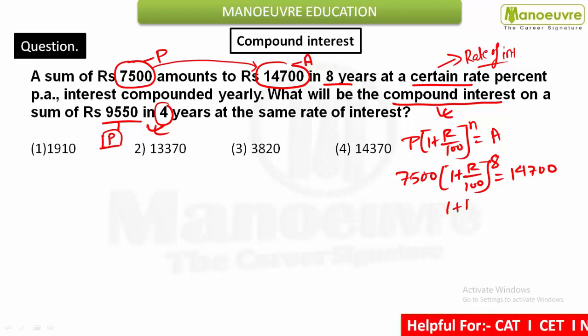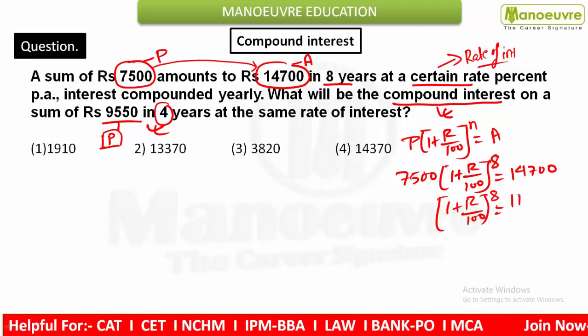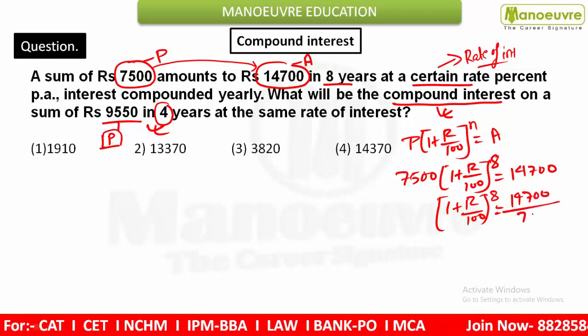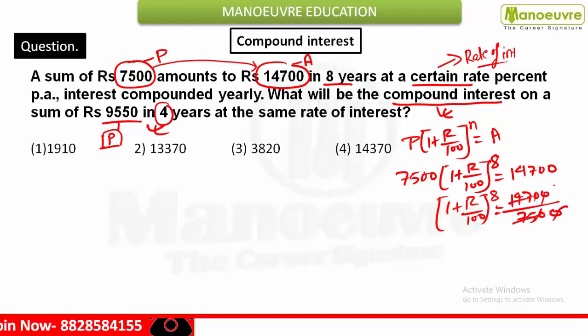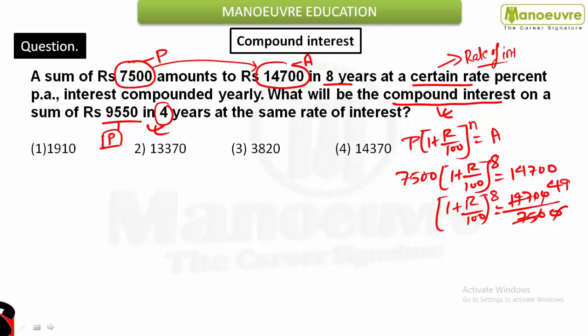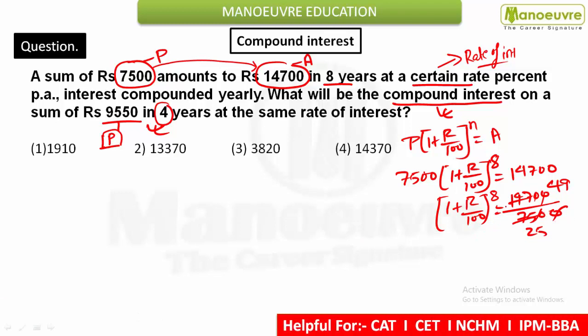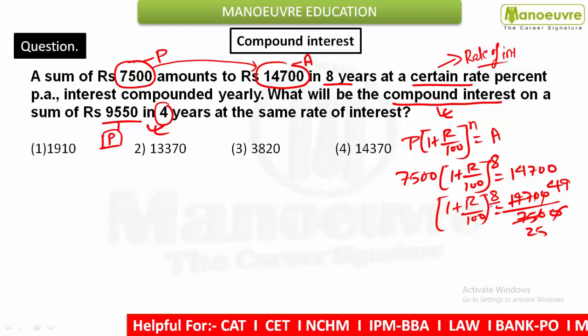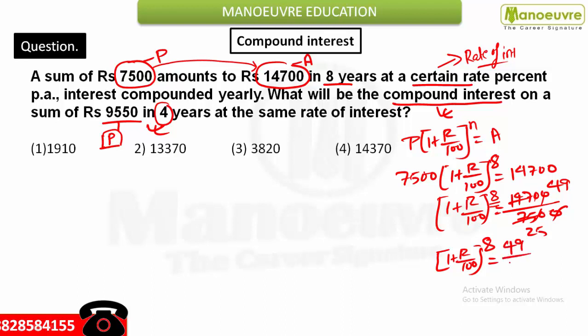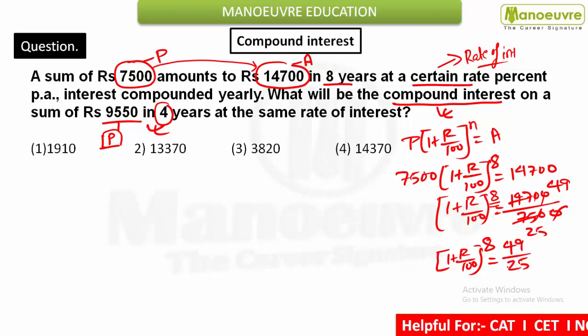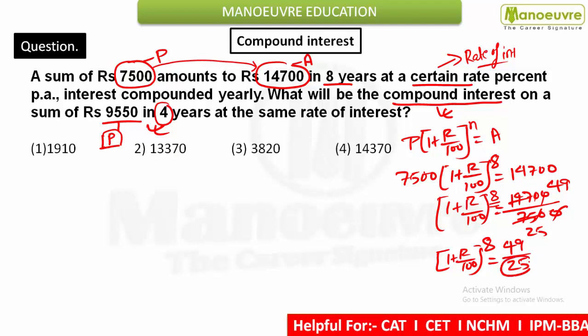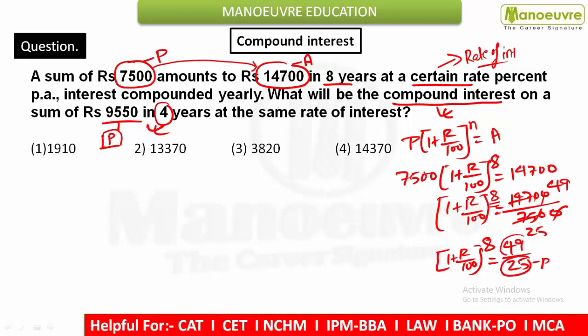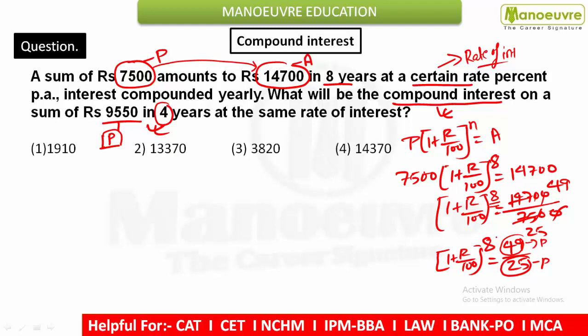Okay, now what you have to do, you have to find the ratio. So I can say 1 plus r upon 100 to the power 8 will be what? 14700 upon 7500. So this will get cancelled, and if you deduct it, you will get 49 by 25. 3 49s are 147, and this is nothing but 25. Okay, so the ratio in 8 years is equal to 49 by 25. This will be your principal and this will be your amount, in 8 years.